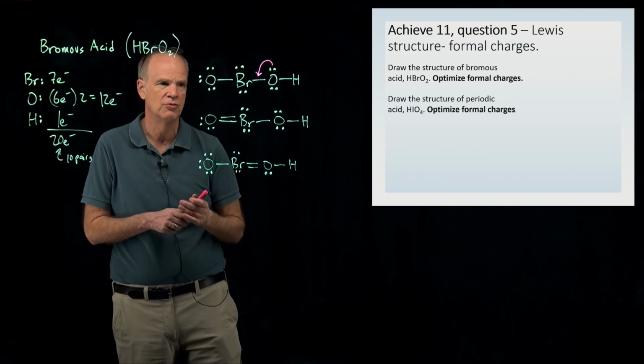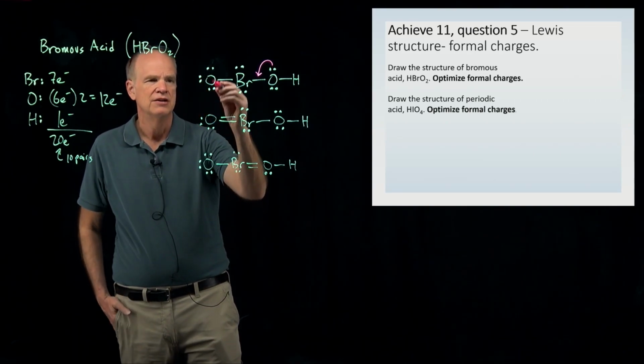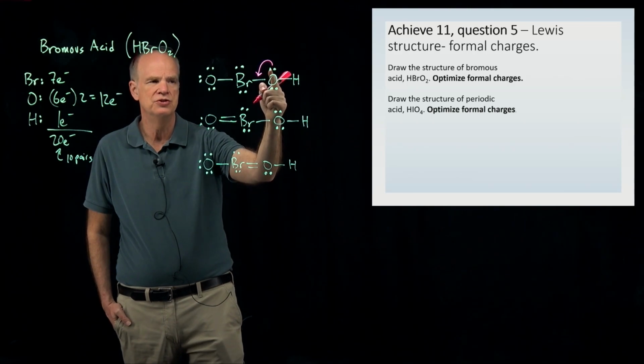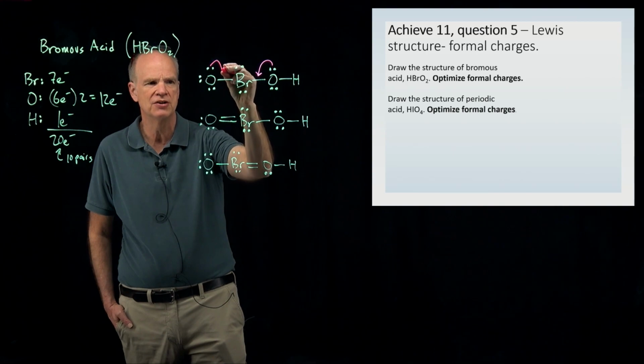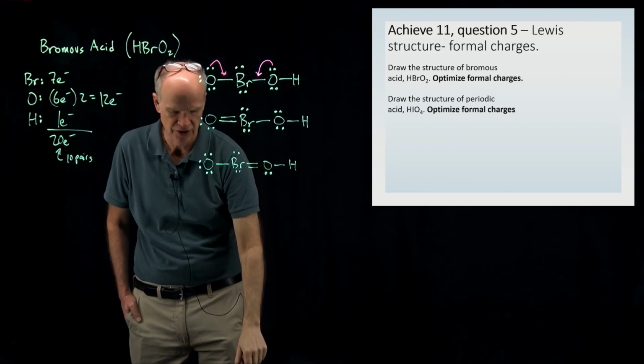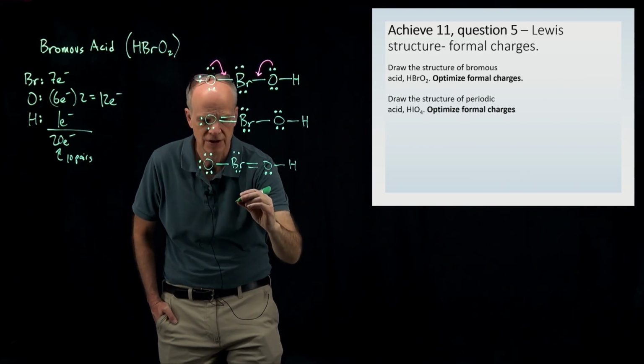Okay, so I'm going to draw one more. If you wanted to, you can move this pair into the bond here, but at the same time move this pair into the bond there, like that. So let me draw out this resulting Lewis structure.